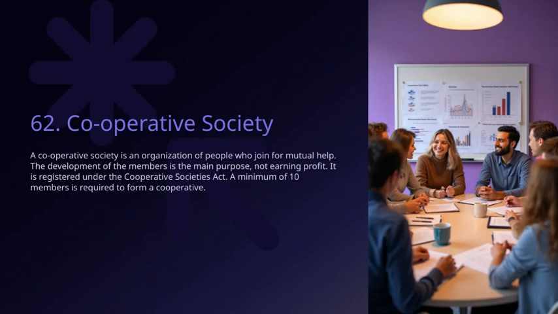A cooperative society is essentially a group of people coming together with a common goal of mutual help. Instead of focusing on making profits, their main aim is to develop and support each other's well-being and growth. It's important to note that such societies are registered under the Cooperative Societies Act, which provides the legal framework for their operation. To form a cooperative society, you need at least 10 members. This requirement ensures that the society has enough people committed to its goals. Overall, cooperative societies play a vital role in promoting community development and fostering cooperation among members, aligning perfectly with the broader theme of collective effort and mutual benefit.